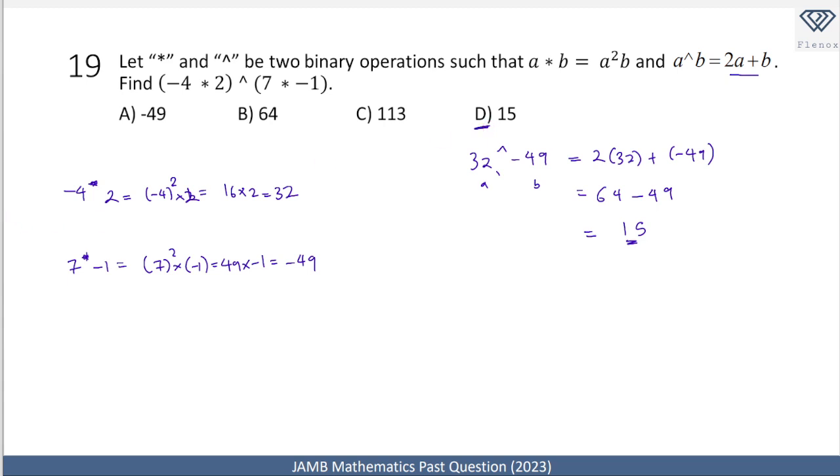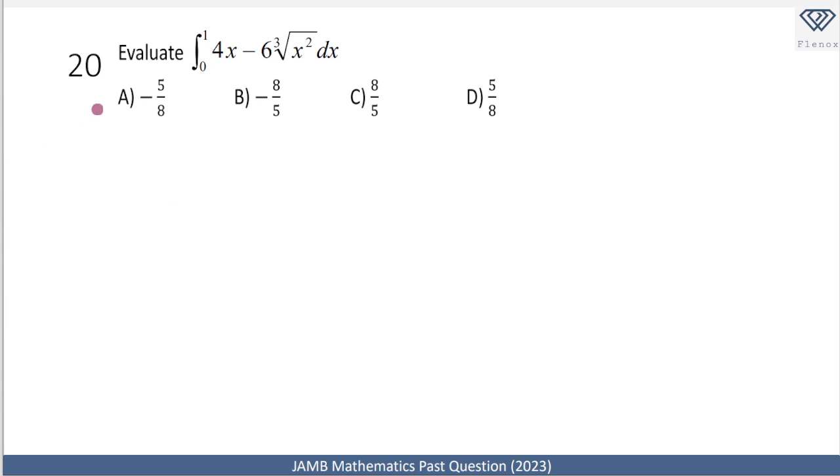Moving on to the final question for part 2 of the JAMB Mathematics Past Question for 2023. We are told to evaluate this integration. Now, what are we going to do? We're going to try to simplify what we have over here first.